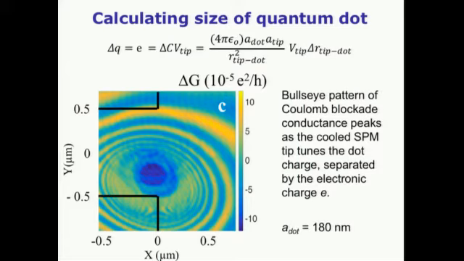And it turns out to be 180 nanometer. And if you pick the center of these rings, and draw a circle of radius 180 nanometer, it turns out to be in this location here.